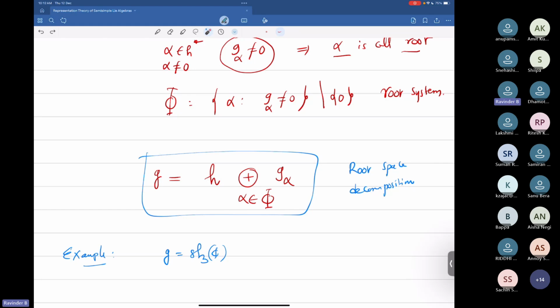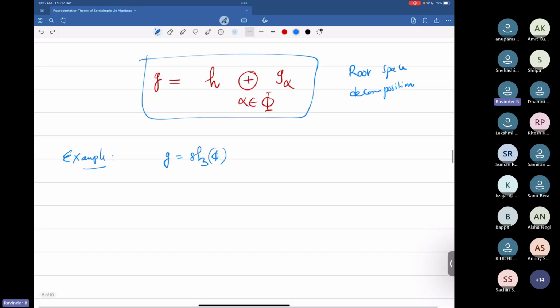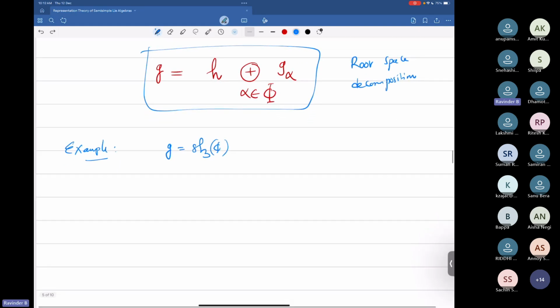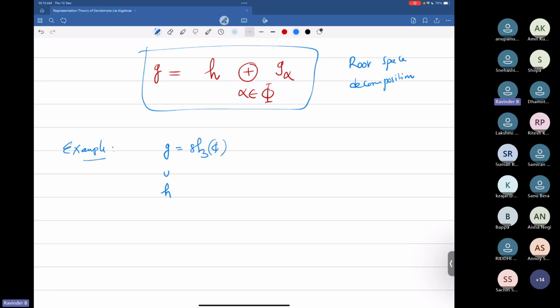Because of the upper triangular matrices, I need them to find this highest weight vector. Even if you restrict my case to G equal to SL3, you take all the diagonal matrices. I think I need to explain this because I need some more properties of roots, which I motivate by this example.